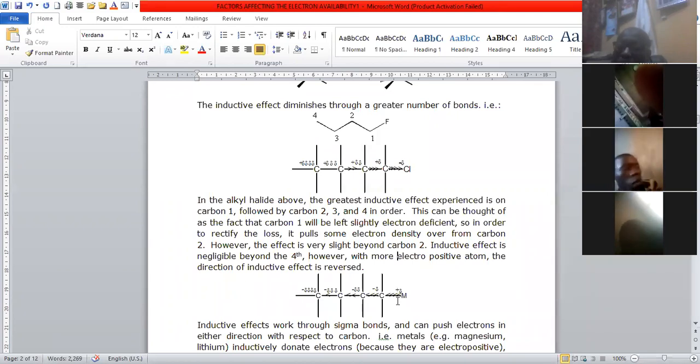Are you following me, please? Yes. Carbon will be pulling electron towards itself.